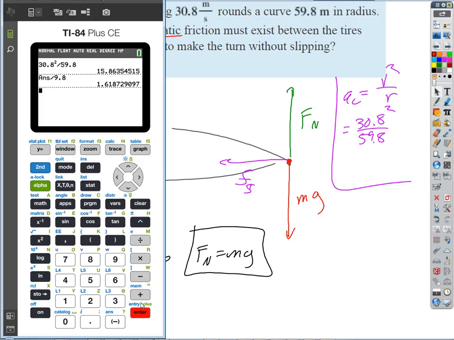You can sometimes get static coefficients to be higher than 1 if it's really gummy rubber. But honestly, this is the answer to the question. We can always go back now and reflect on the real situation and say, yeah, it's probably not going to work. Well, I mean, you made the question. I did.